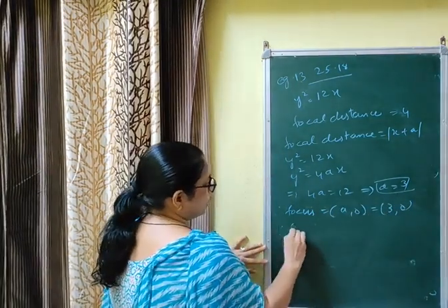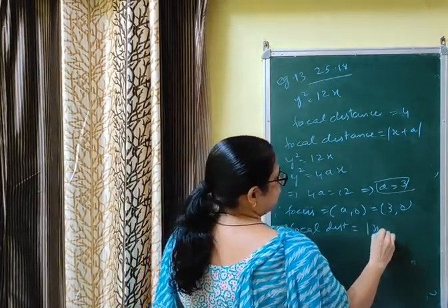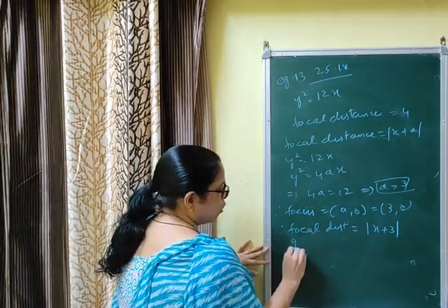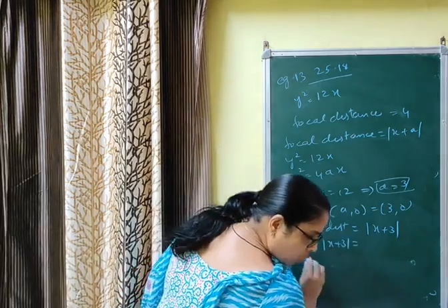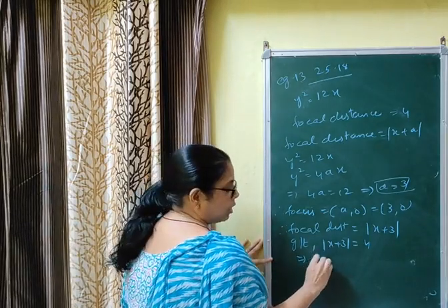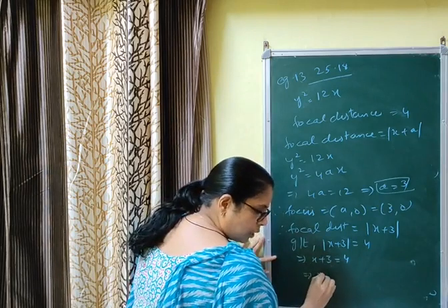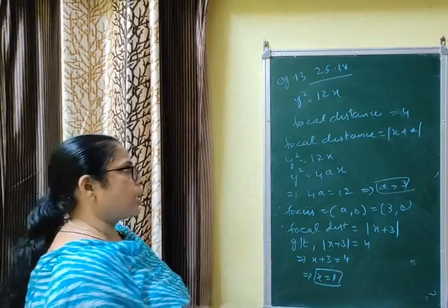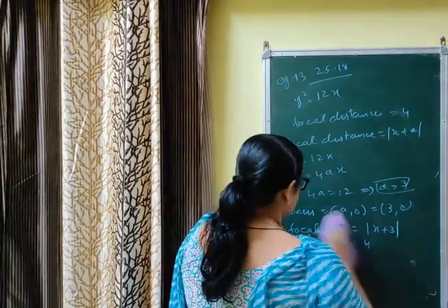Now, therefore, the focal distance is mod of x plus a, that is mod of x plus 3. Since it is distance, you can take only the positive sign. You are given that the focal distance is 4. Since this is distance, you have to take only the positive sign. So x plus 3 equal to 4 implies x equal to 1. That is, the abscissa of any point on the parabola y square equal to 12x whose focal distance is 4 is 1. This is the second question.